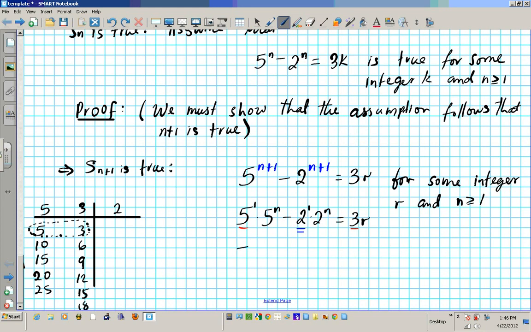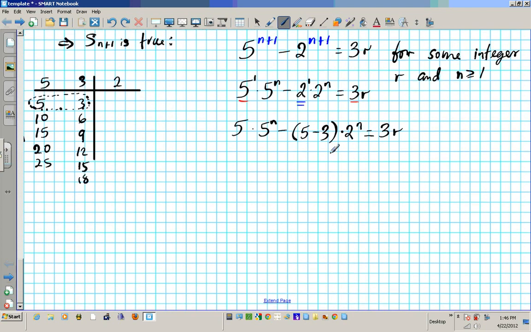So I'm going to rewrite this as 5 to the 1. I don't need to put the 1 there anymore, huh? So just 5 times 5 to the n. Remember, the goal is to replace this middle one, right? So minus, instead of 2, I will replace 2 with 5 minus 3, because I didn't change the equation. 5 minus 3 is 2, times 2 to the n equals 3 to the r. Alright, now, let's see. If I simplify, I'm going to have 5 times 5 to the n minus 5 plus 3.